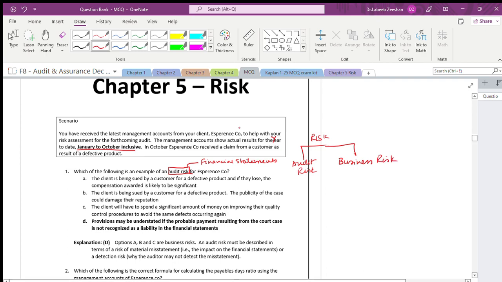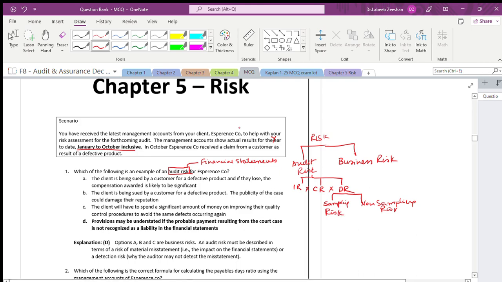We have done this. I told you in the beginning also, we don't focus on business risk at all. Take my word, we will never discuss business risk. We only discuss audit risk as such. Which of the following is the audit risk? Again, audit risk is inherent risk, control risk, and detection risk, multiplied. Again, it is a sampling risk, it is a non-sampling risk. That's all. It is almost a revision for us.